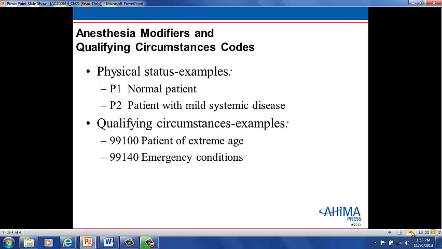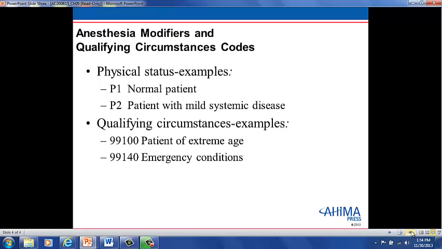The ranking of the patient physical status by the American Society of Anesthesiologists is consistent with the following modifiers: P1, normal patient; P2, a patient with mild systemic disease; P3, a patient with severe systemic disease; P4, a patient with severe systemic disease that is a constant threat to life; P5, a moribund patient who is not expected to survive without the operation; and P6, a declared brain-dead patient whose organs are being removed for donor purposes. Under certain circumstances, other modifiers may be assigned.